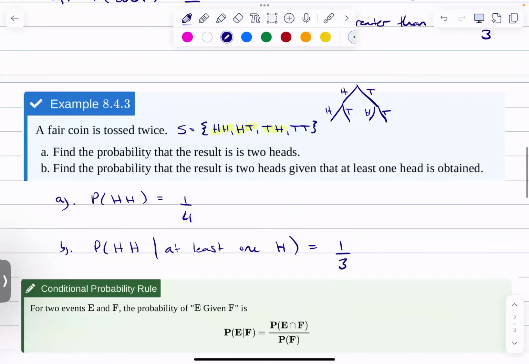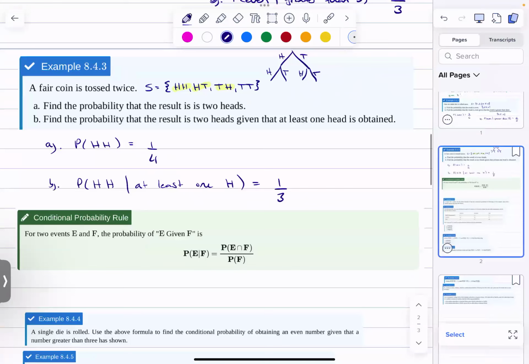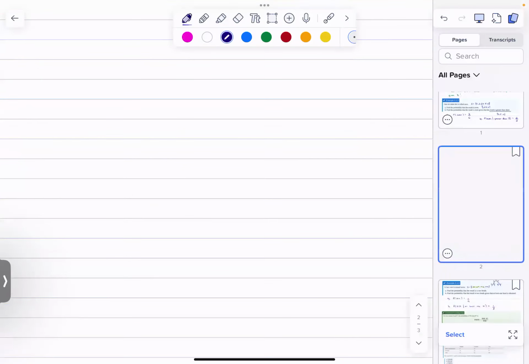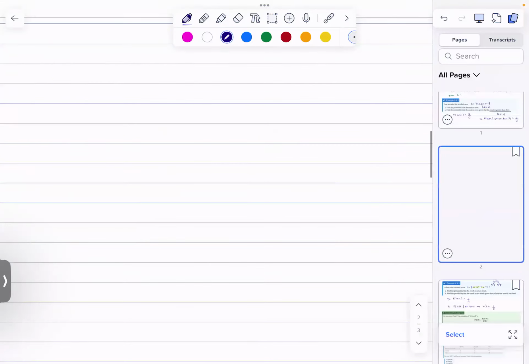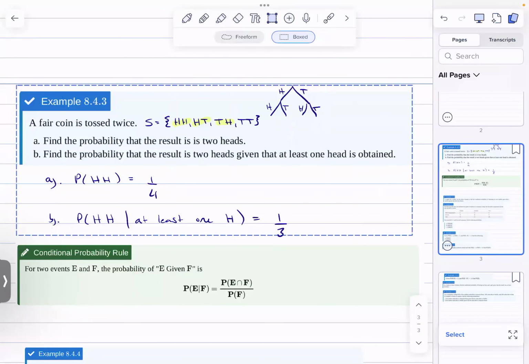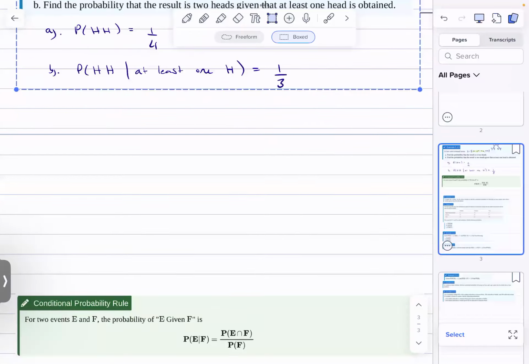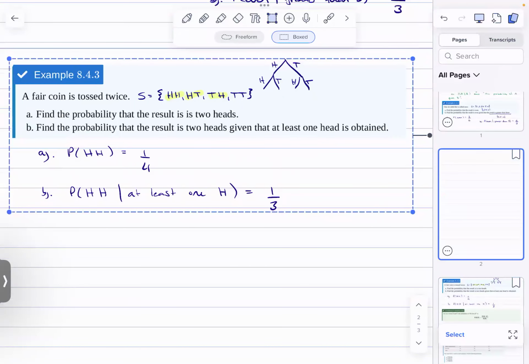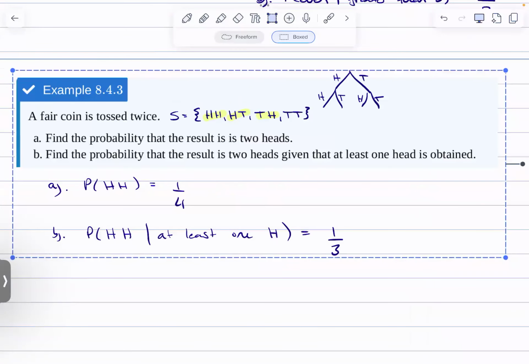Let's see here. I need more space. Bless you. Can I move this up? Nice.